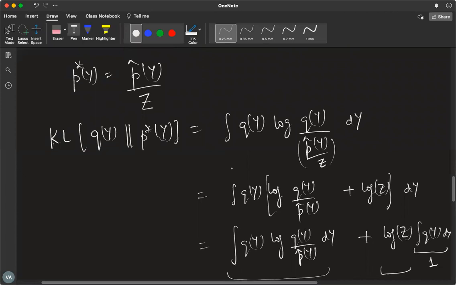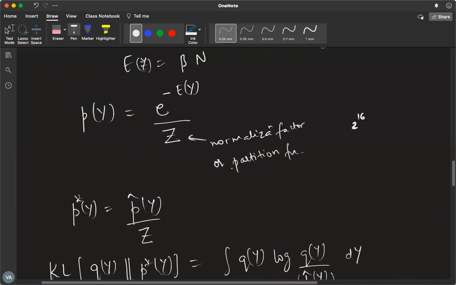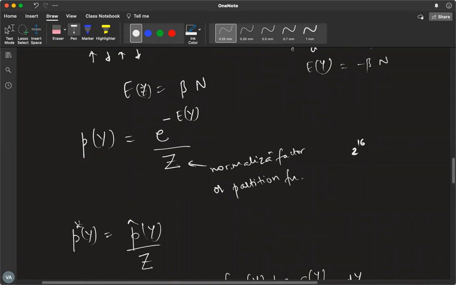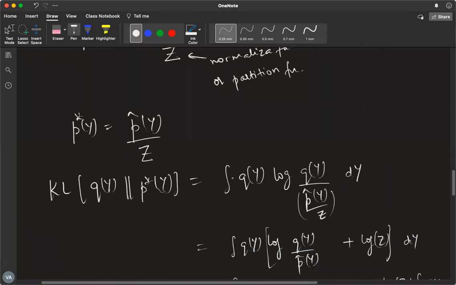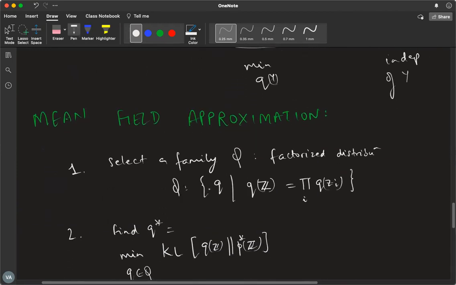Now, what we can do is use KL divergence to find, first of all, we assume a family of distributions Q and then find the distribution from that family which is closest to this distribution. And the advantage is that that family of distributions is easier to work with. So one such family is like this, where we assume that each dimension is independent.